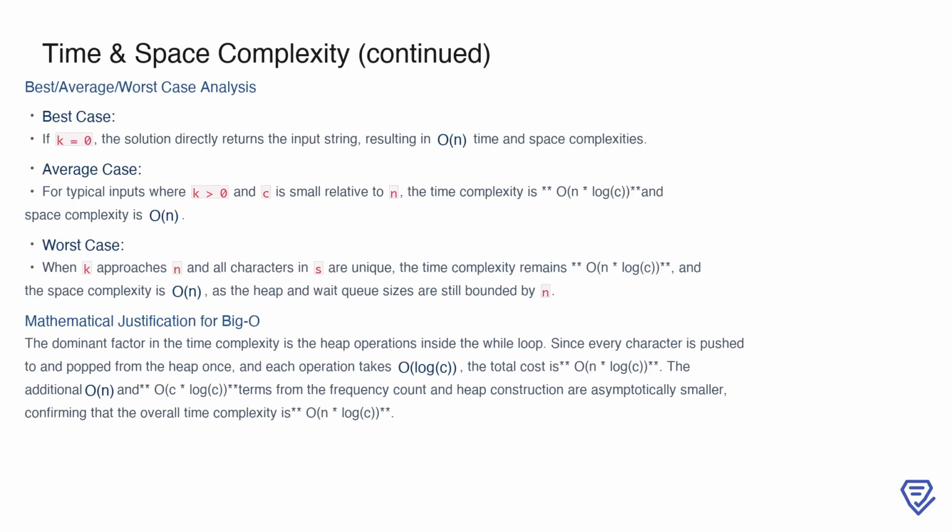Let's analyze the best, average, and worst cases for this solution. In the best case, if k is 0, the input string can be returned directly, resulting in O(n) time and space complexities. In the average case, when k is greater than 0 and c is small relative to n, the time complexity is O(n * log c), and the space complexity remains O(n). For the worst case, when k approaches n and all characters in the string are unique, the time complexity still holds at O(n * log c), and the space complexity remains O(n), as the heap and wait_q sizes are bounded by n.